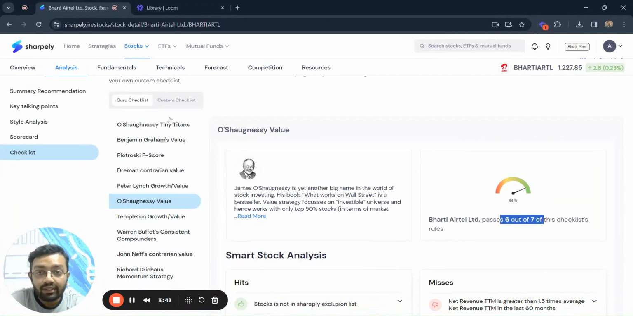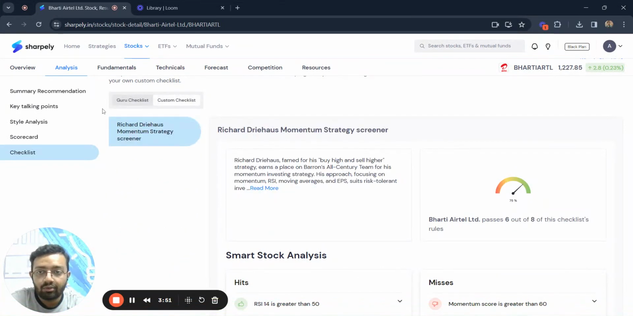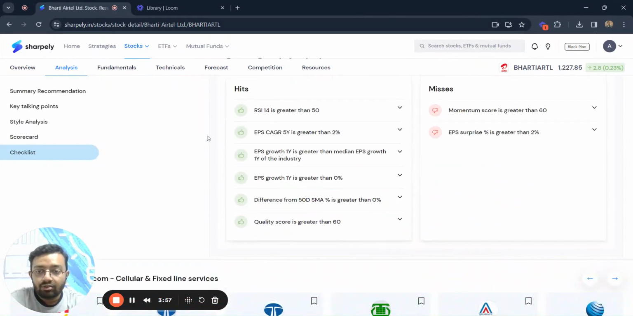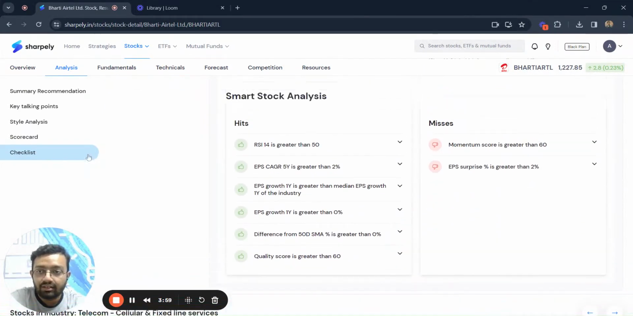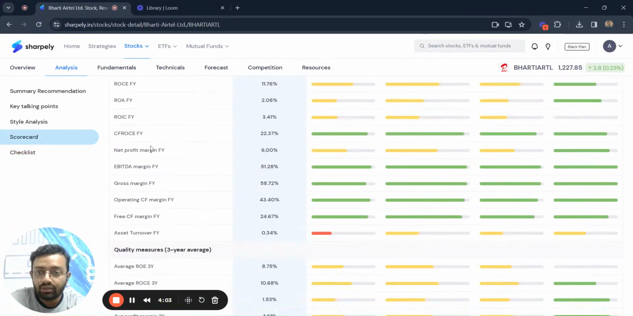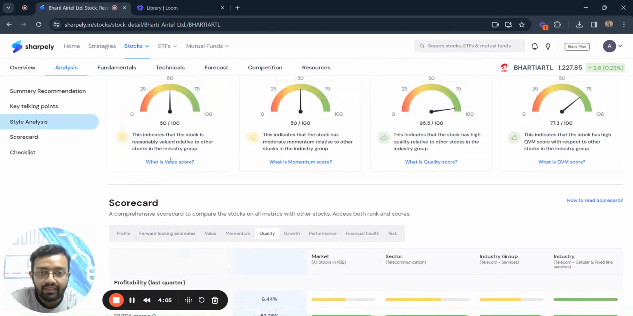Now, if you have created any custom checklist, you can check whether the stock fits in or not by clicking here. As you can see, I have created one custom checklist and it fits decently here. So that's it. This is how you can utilize the analysis tab on Sharply to gain some very data-driven, intelligent insights on a stock.